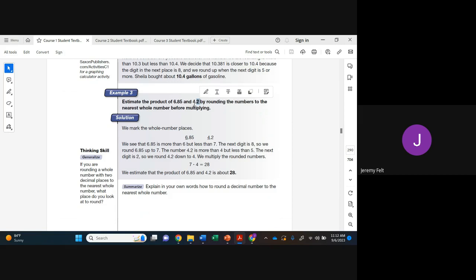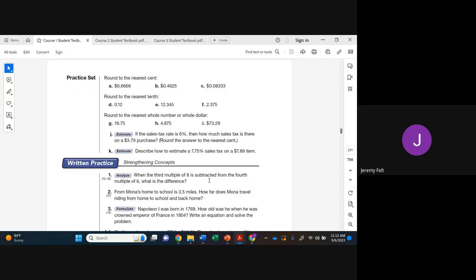4.22 means we're going to round down to 4. So we're going to have 7 times 4. So it's about 28. Not equal to 28. We wouldn't say it equals 28, but it's about 28. And we do that through our rounding.